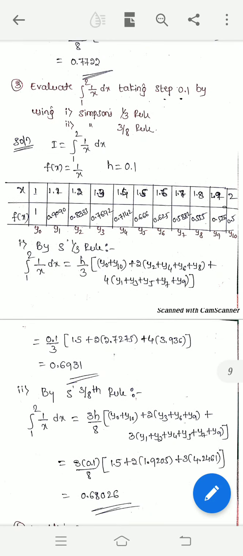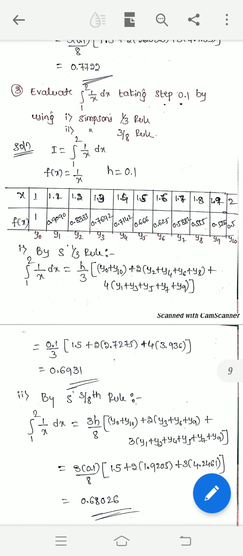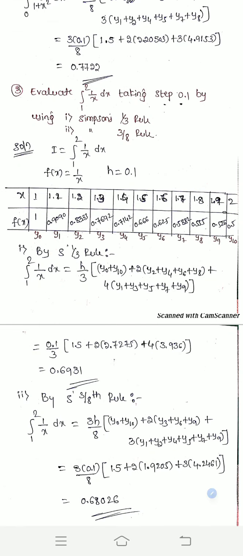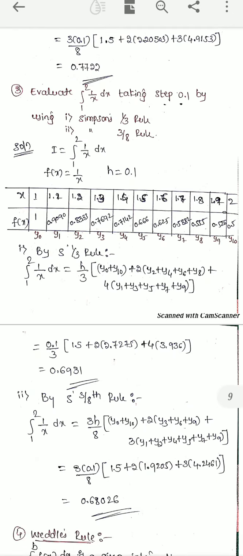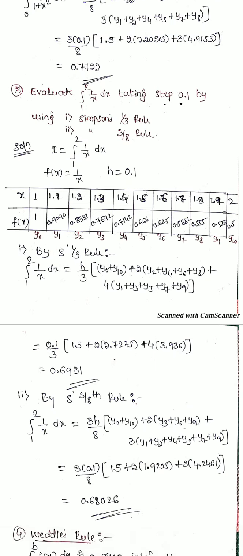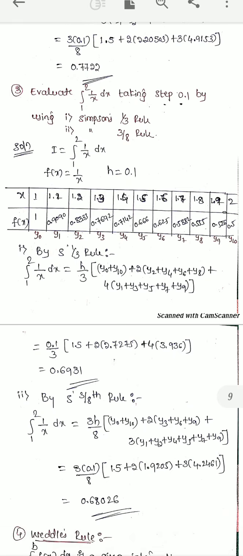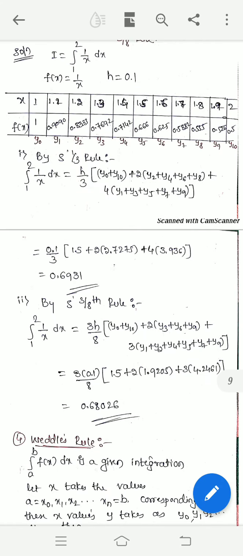Okay, so let me take the third example regarding the same method. Evaluate the integration from 1 to 2 of 1 divided by x dx by taking the step 0.1, using the first method, Simpson's 1/3 rule, and the second method, Simpson's 3/8 rule. So we have seen a similar example here.